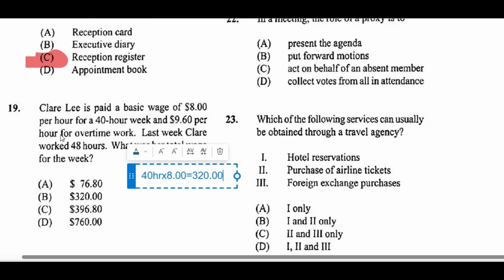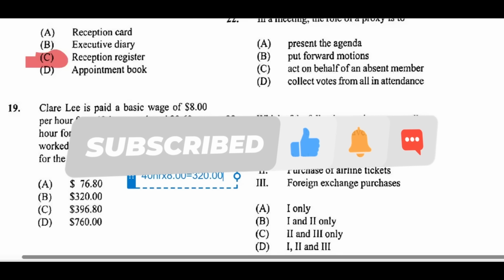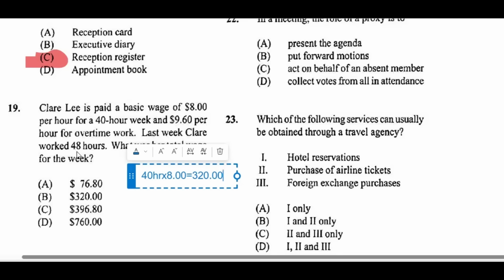$9.60 per hour for overtime work. Last week, Claire worked 48 hours. So in a normal week, she would work 40 hours, but this particular week, she worked 48. So what does that say? She worked 8 hours extra. So the 8 hours extra she worked is considered overtime. So if it's overtime, we have to pay her $9.60 for every hour she worked extra.